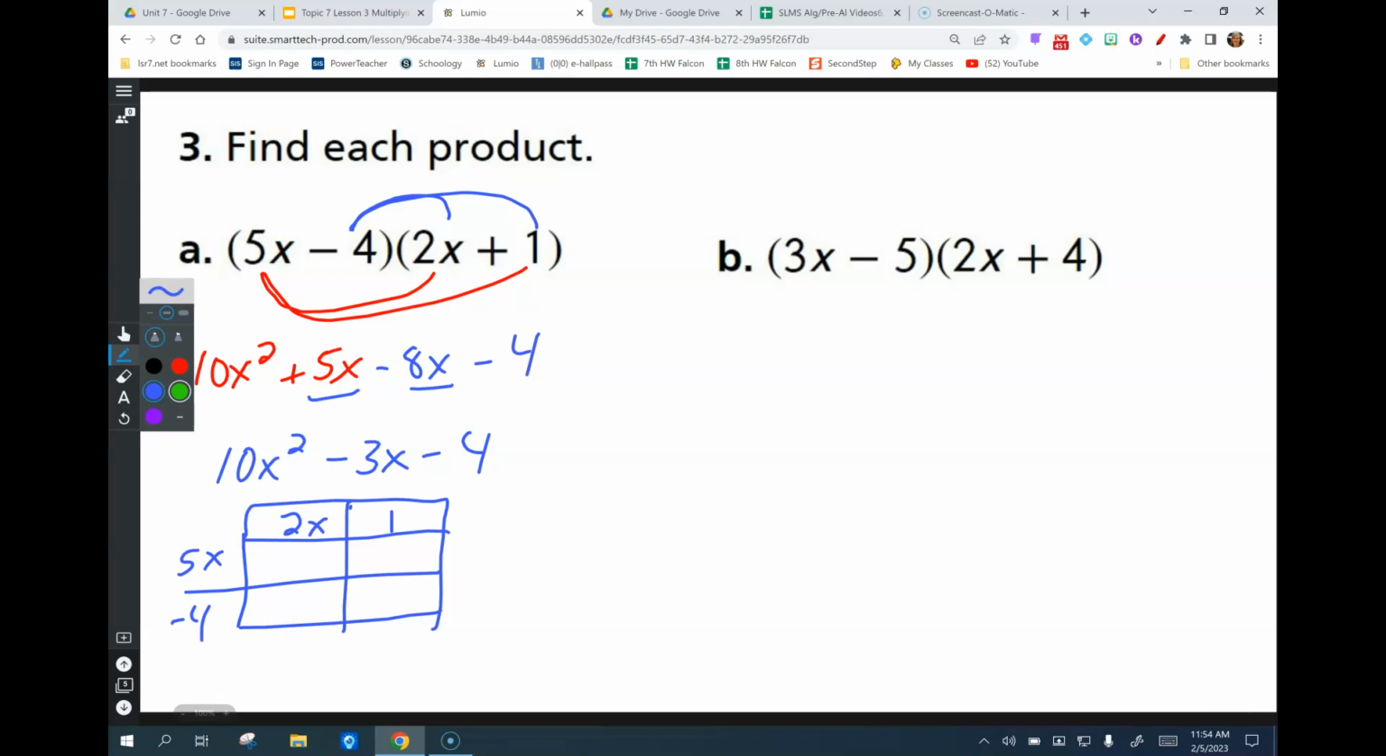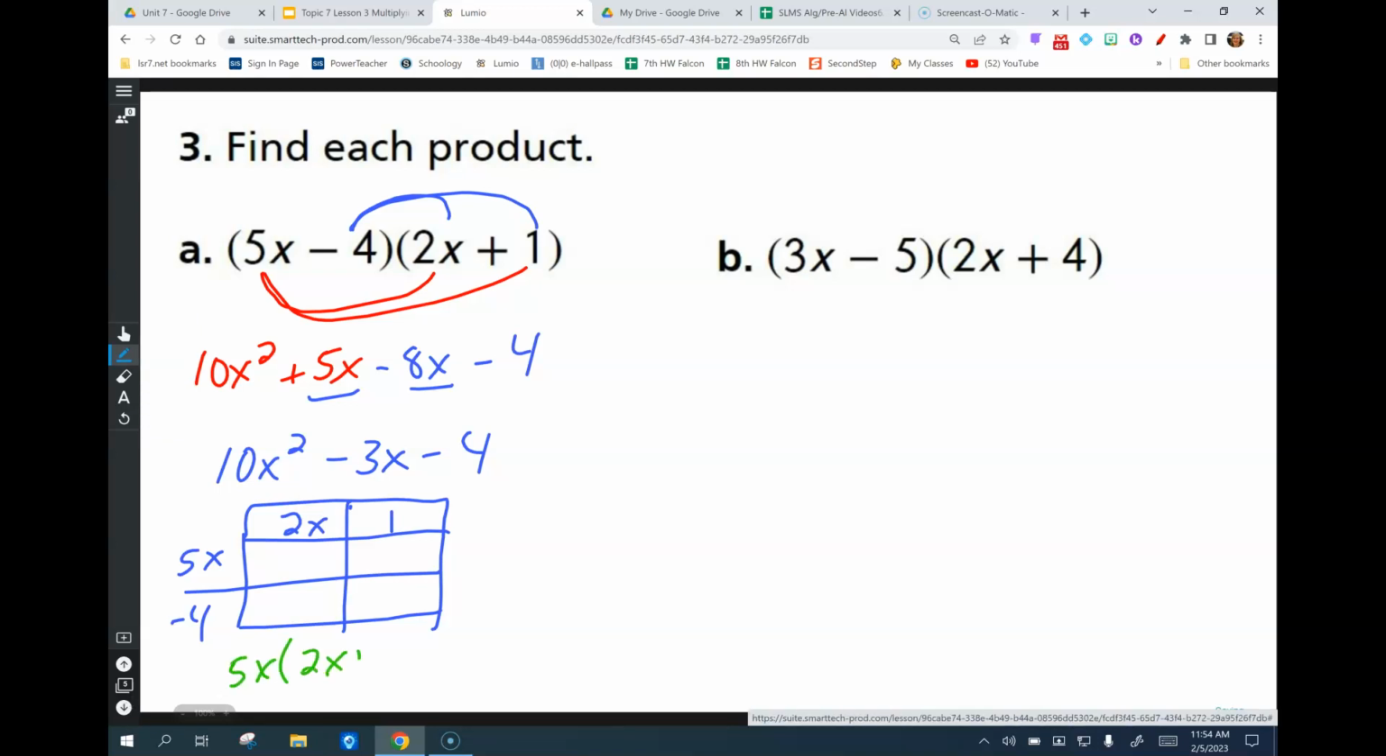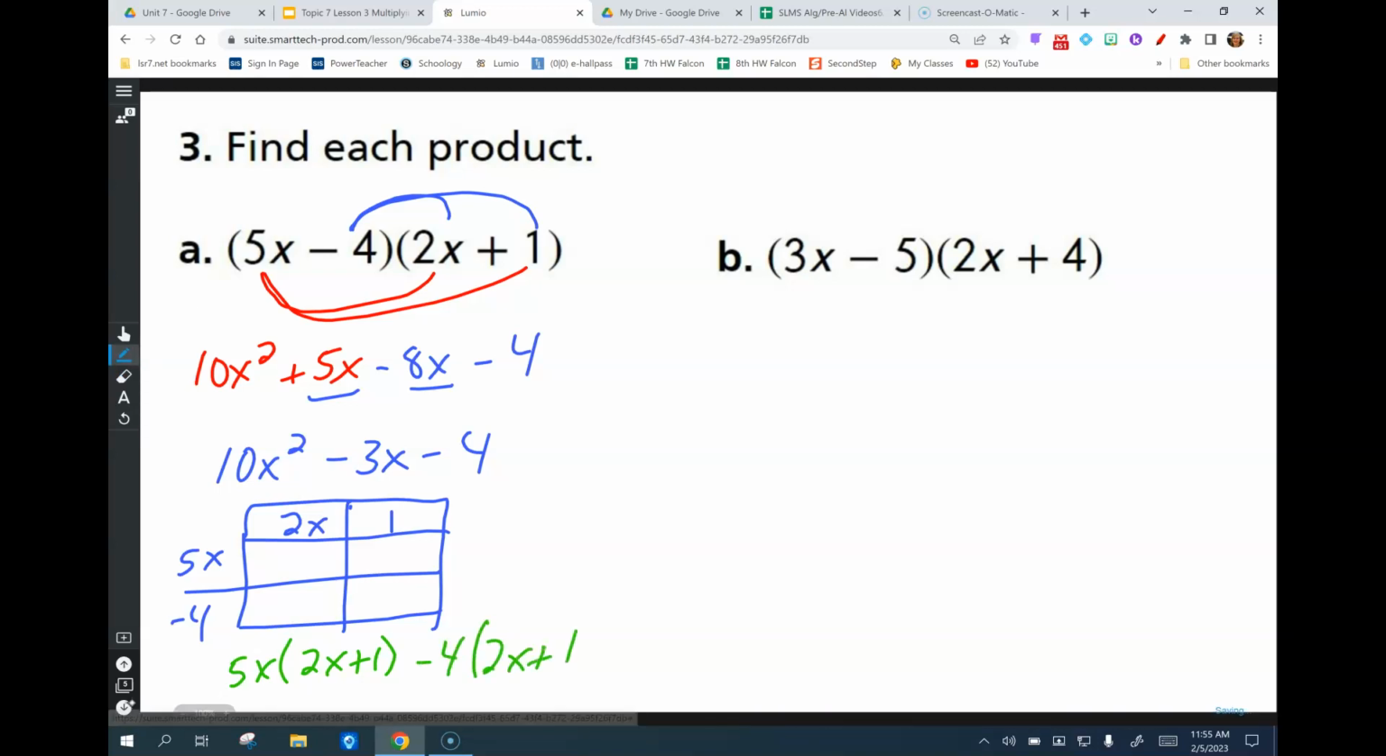The other way that you can show it is that you can take 5x times 2x plus 1 plus, or minus actually, in this situation would be a minus 4 times 2x plus 1. So all I've done was break down that first one. I kept this together, and I'm going to do distributive property twice. So I have 1, 2, 3 methods. I would like you to pick the method that works best for you and try B.